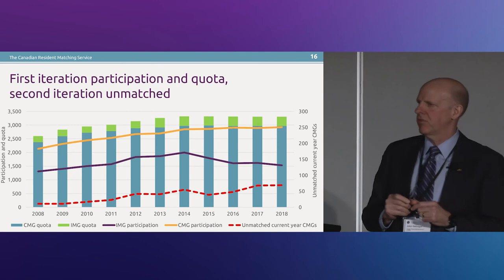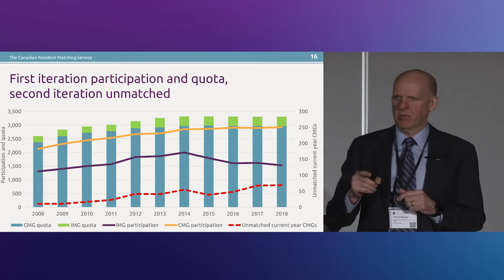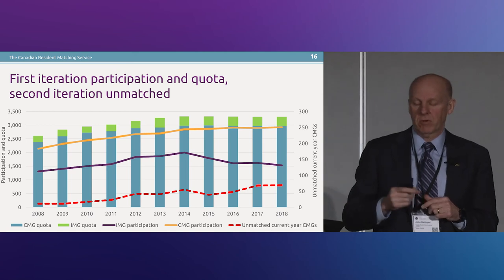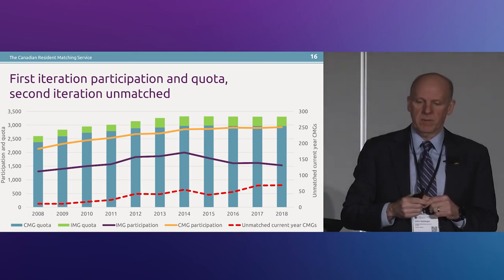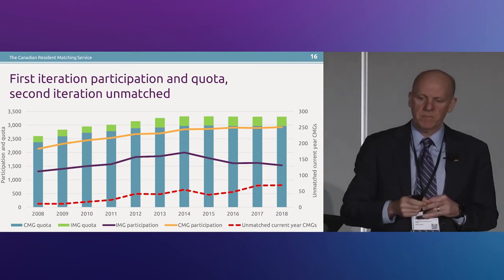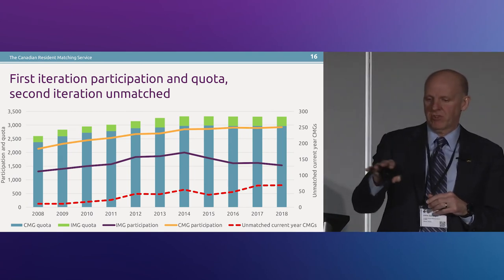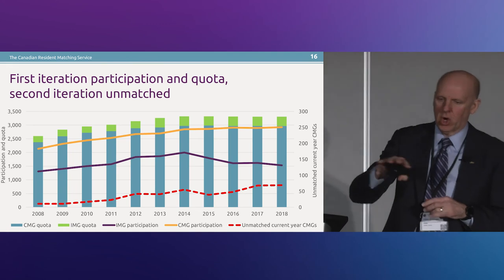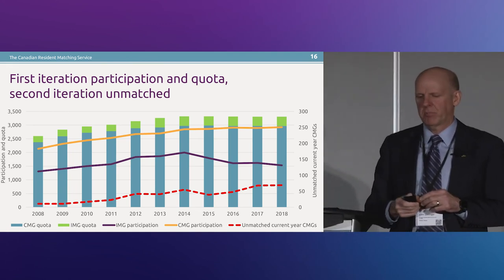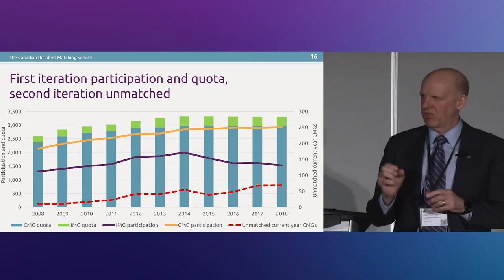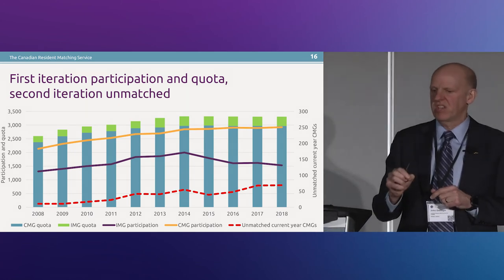The yellow is CMG participation rates, so these are the current or prior year participants in the first iteration, participation in quota, second iteration unmatched. And then the dark burgundy line is IMG participation. The dotted line are the unmatched current year CMGs, and that's numbers. So this year it's 69.